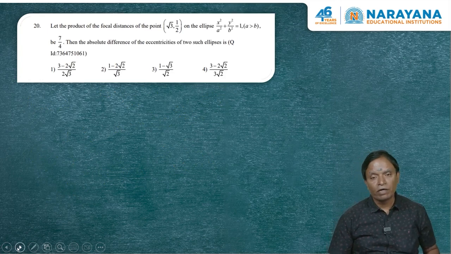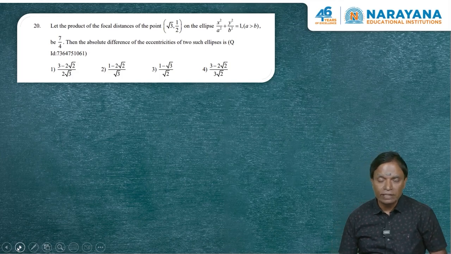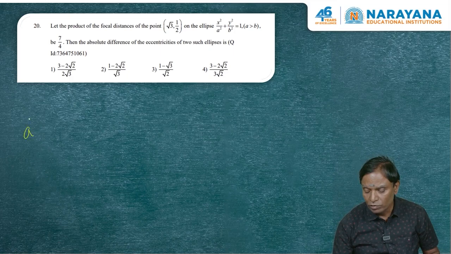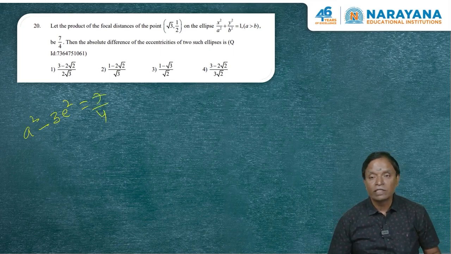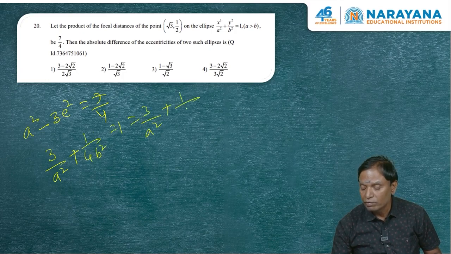You observe, you are given the product of the focal distances. If one focal distance is a minus ex1, another focal distance is a plus ex1, so the product of the focal distances is a square minus e square x1 square. This gives you a square minus 3 times e square is equal to 7 by 4. Now you can observe clearly that the point root 3, 1 by 2 lies on the ellipse. Since it lies on the ellipse, you have 3 by a square plus 1 by 4 b square is equal to 1. This I can say 3 by a square plus 1 by 4 a square into 1 minus e square is equal to 1.